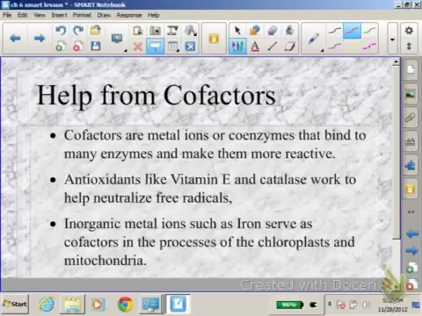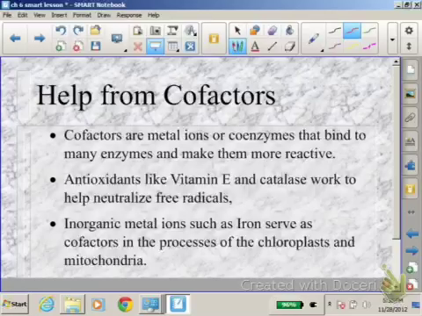Examples of cofactors are antioxidants like vitamin E and catalase. They work to help neutralize free radicals. And then you also have inorganic metal ions such as iron that serve as cofactors in the processes of the chloroplast and the mitochondria. So you have cofactors that actually help plants carry out photosynthesis in the chloroplast and cellular respiration in mitochondria. So you do need a lot of the minerals that you can get from your food and things like that.